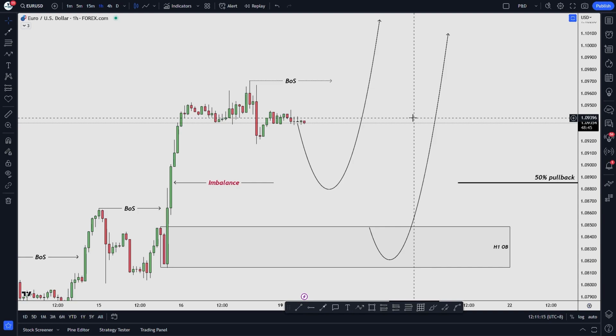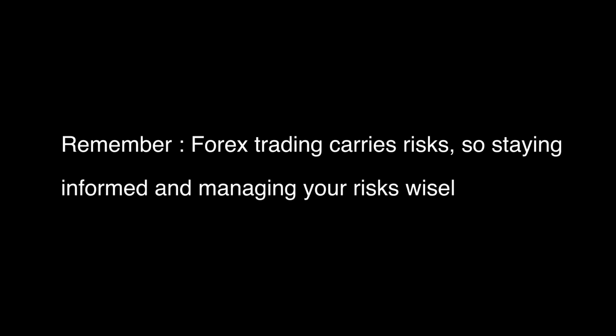It's always important to consider multiple viewpoints when making trading decisions. Remember, forex trading carries risk, so staying informed and managing your risk wisely is key.